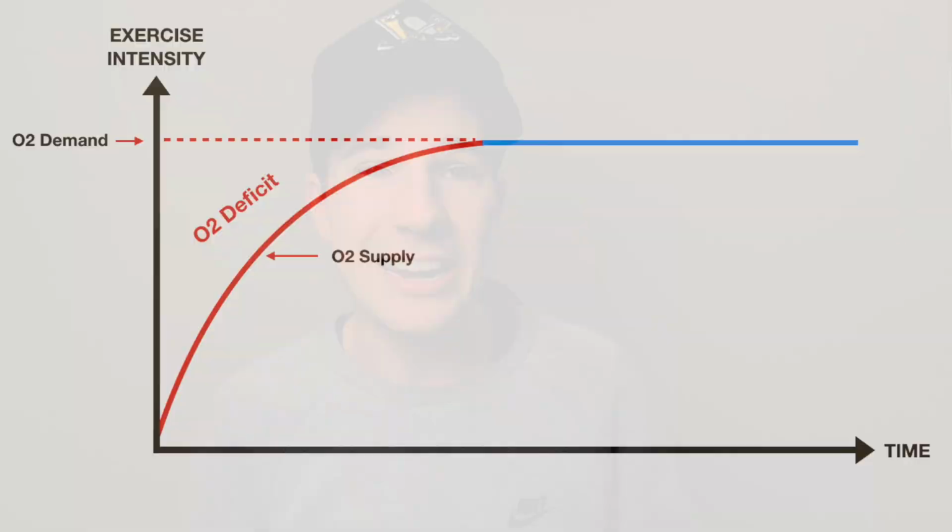What I put up on the screen here is a bit of a graph, and essentially what happens is once we start to exercise, we increase what's called the oxygen demand. So obviously we increase the intensity, whether we go from rest to exercising, or from a moderate intensity to a high intensity. We've increased the intensity, so therefore we need more oxygen to produce the energy that we are attempting to create.